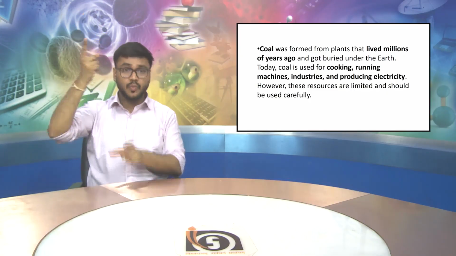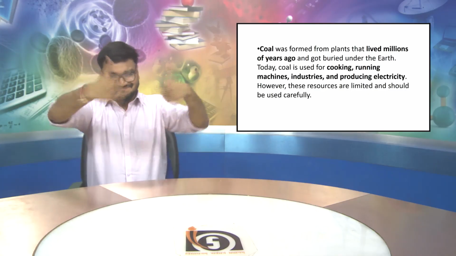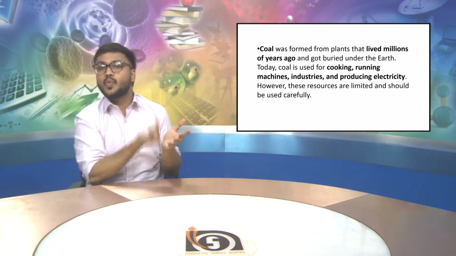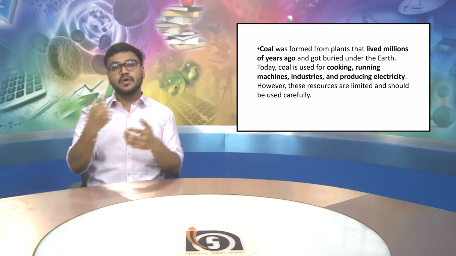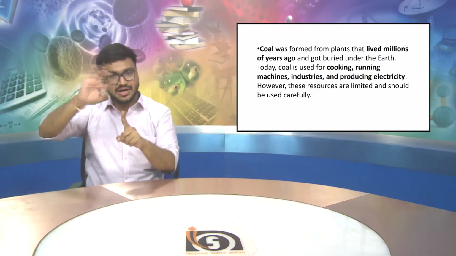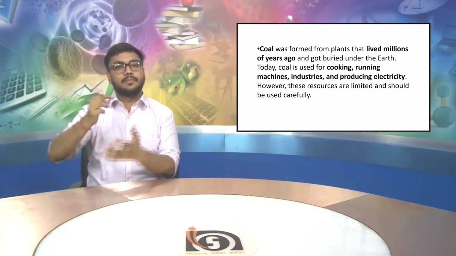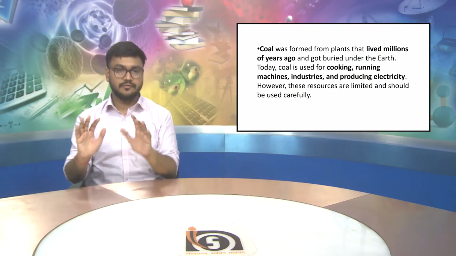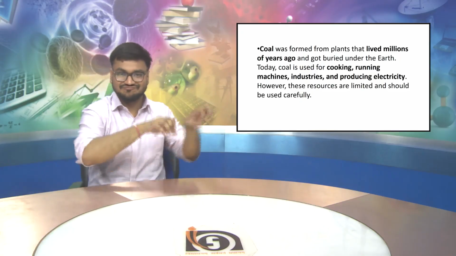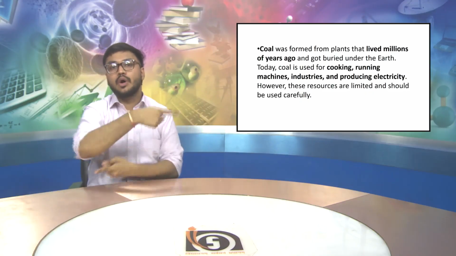What is coal? Coal was formed from plants that lived millions of years ago and got buried under the earth. Today, coal is used for cooking, running machines, industries and producing electricity. However, these resources are limited, so we should all use them carefully.